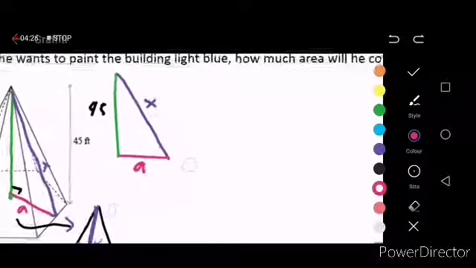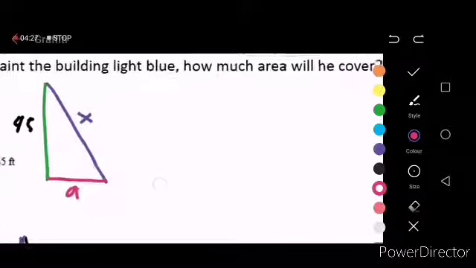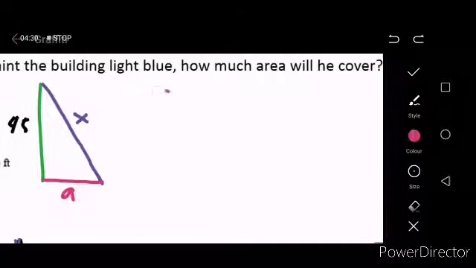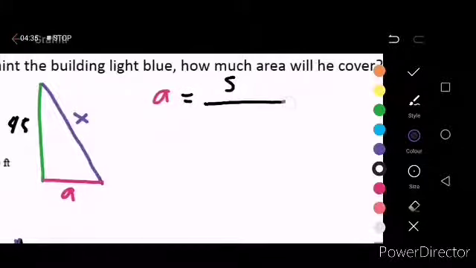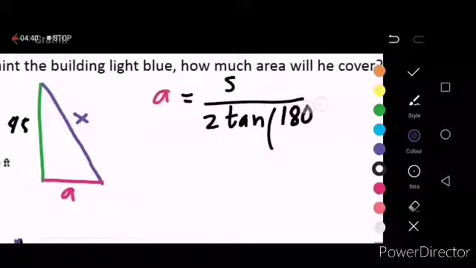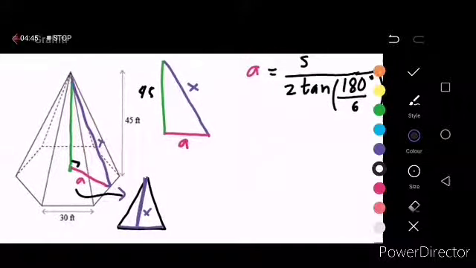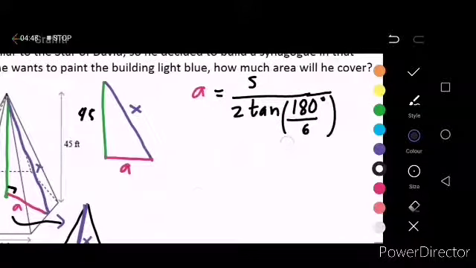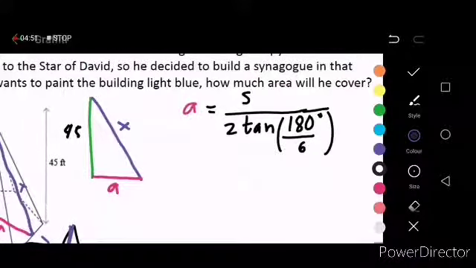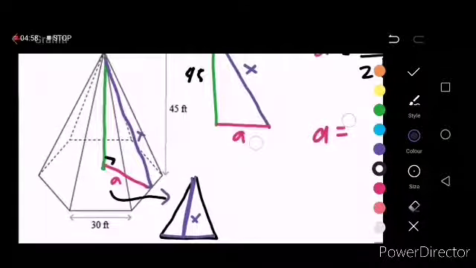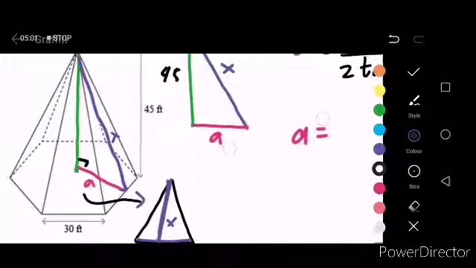And for that, we can now use the formula for the apothem. The apothem is just equal to s over what? 2 tangent 180 degrees over 6. O, alam nyo na kung bakit over 6 yan kasi 6 yung ating sides sa ating polygonal base. Okay? Tapos yung s natin, may value ba tayo for s? Meron. The value for s is already given, which is what? Here, the side or the measure of the side is 30 feet.